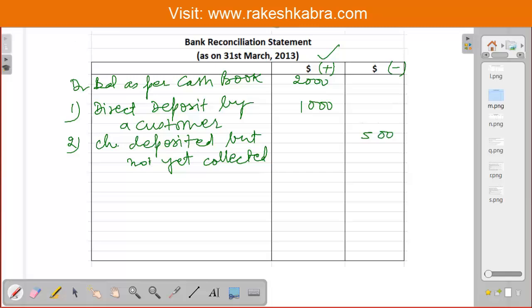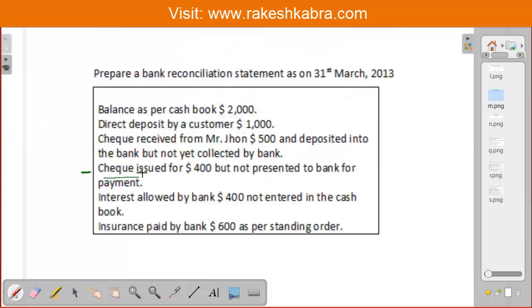Now see the next transaction. We issued a check, and the amount is $400. The day we issued the check, we entered this transaction in the cash book, and due to which what happened? The cash book balance decreased, isn't it? Because the moment we issue the check, we record this transaction in the cash book, and the cash book balance will decrease.